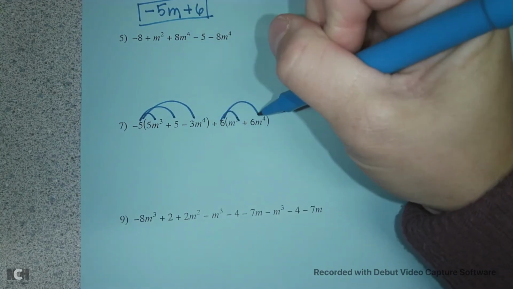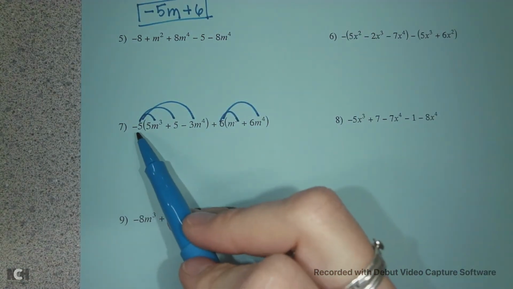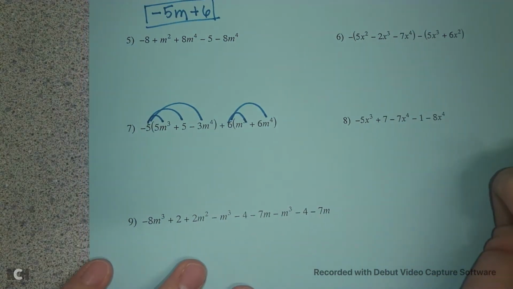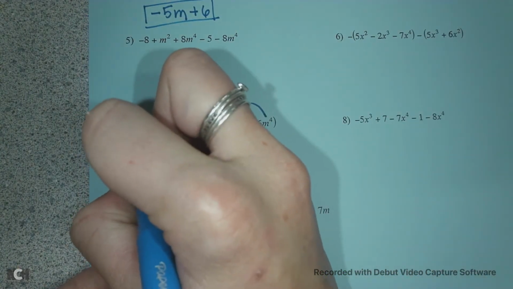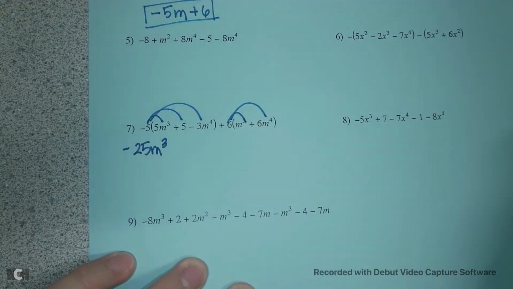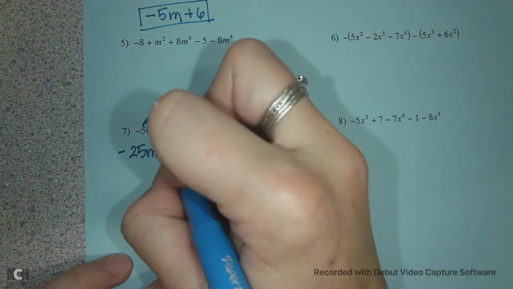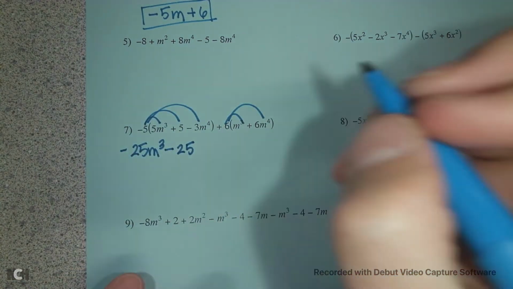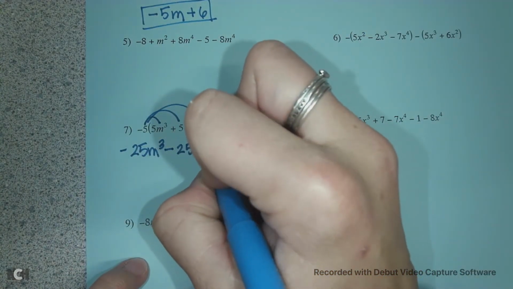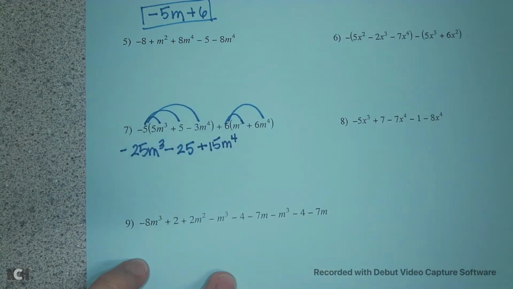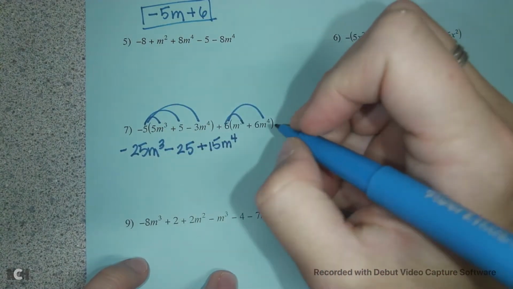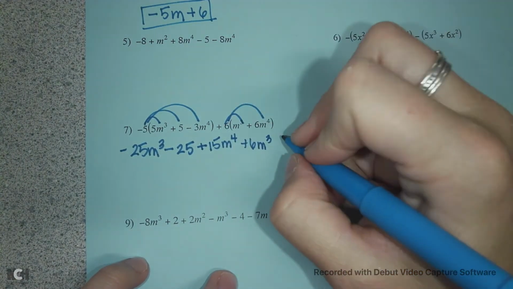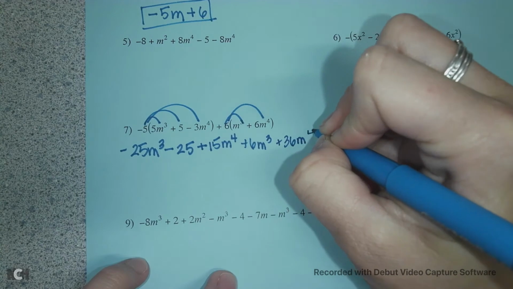Now you have to make sure you distribute to everything, so the negative 5 goes to all 3 pieces, and the negative 6 goes to both pieces. So negative 5 times 5m cubed is negative 25m cubed. Negative 5 times 5 is negative 25. Negative 5 times negative 3m to the 4th is positive 15m to the 4th. And then 6 times m cubed is 6m cubed. And 6 times 6m to the 4th is 36m to the 4th.